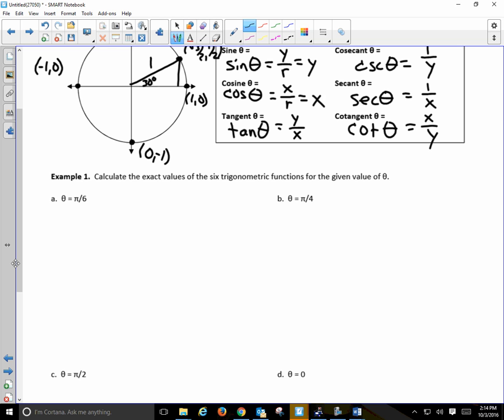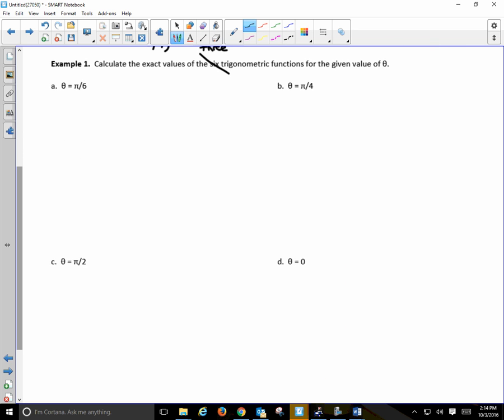We'll get you confused, and then we'll get you unconfused. Okay? Let's start with the basics. We are not going to do all 6. We're going to do 3. We're going to do sine, cosine, and tangent. We'll practice the first one.